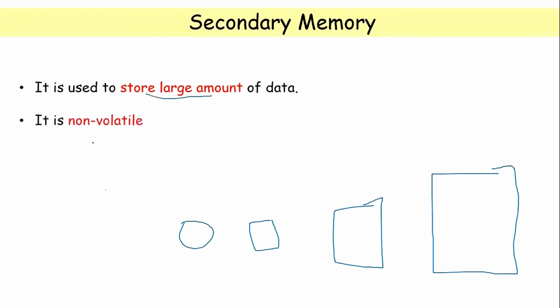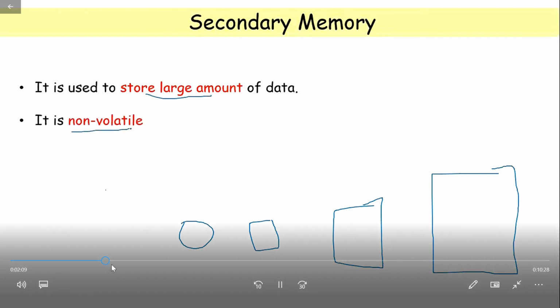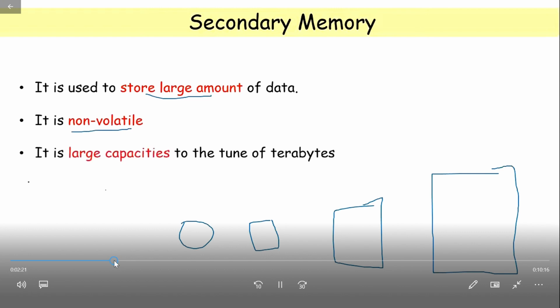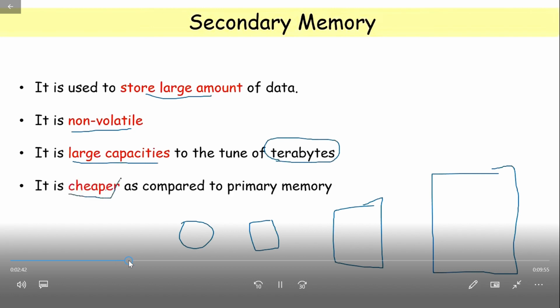Secondary memory is non-volatile memory. It has a large capacity, to the tune of terabytes. It is cheaper as compared to the primary memory.